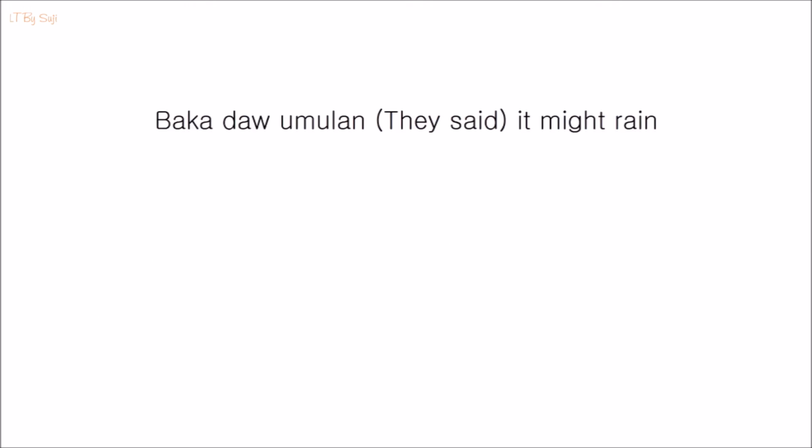Baka daw umulan. Baka, it might. Daw is he, she, or they said. I use they said as an example. And umulan is rain.